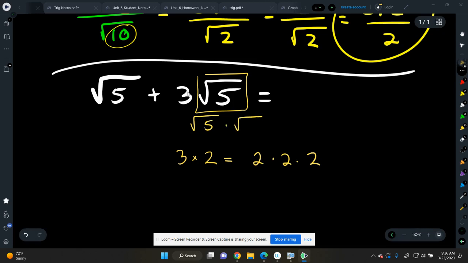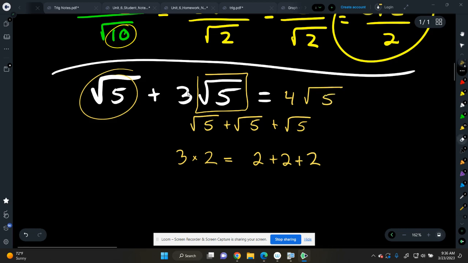So how many root 5s do I have? 1, 2, 3. I have 3 of them right there. Plus, I have another one here. So how many total root 5s do I have? Oops, this is a plus. I didn't mean times. I have 4 of them.